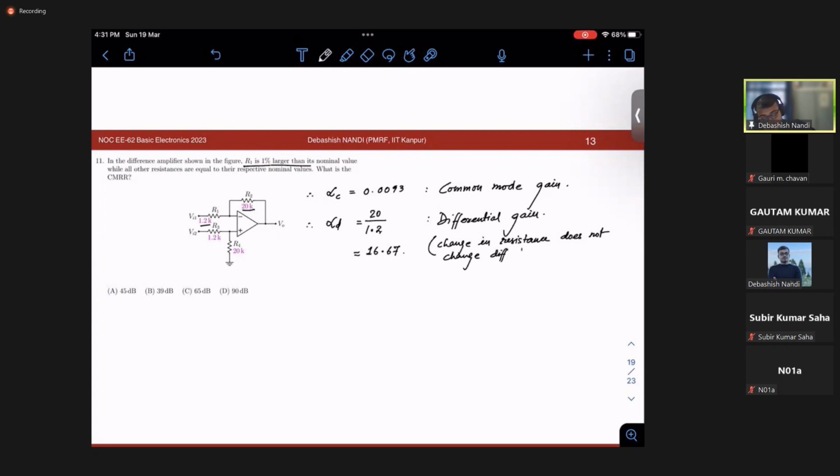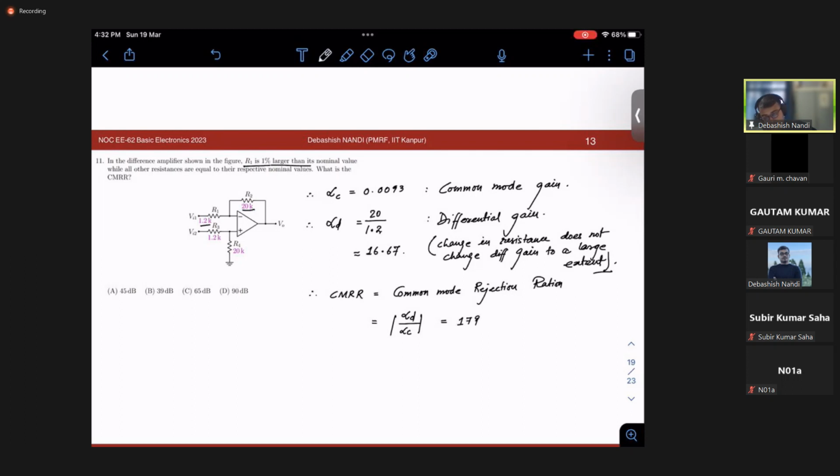Okay. So what is your CMRR? What is CMRR, by the way? It is nothing but common mode rejection ratio, right? And it is defined as alpha D over alpha C. So in this case, it is 16.67 over 0.0093. It is nothing but 1792. Around it is 1792. Now they want us to find the answer in dB, right?